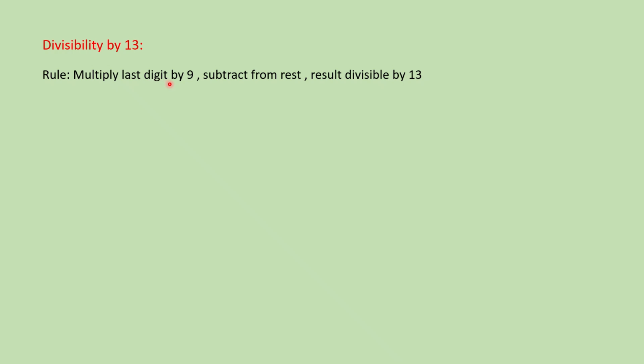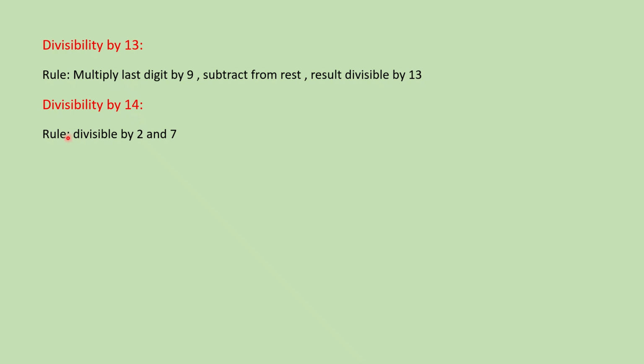Multiply the last digit by 9 and subtract from the rest. The result is divisible by 13. Whatever number they provide, you have to multiply the last digit by 9 and subtract it from the rest of the number, and if that result is divisible by 13, then the number is divisible by 13. Remember this trick. Don't go with the usual manual method of solving the problem. Just use this trick to solve the problem in a second.